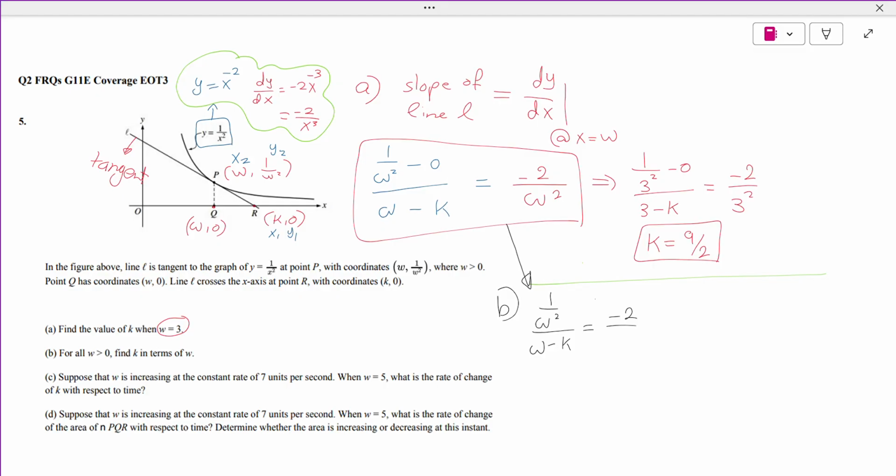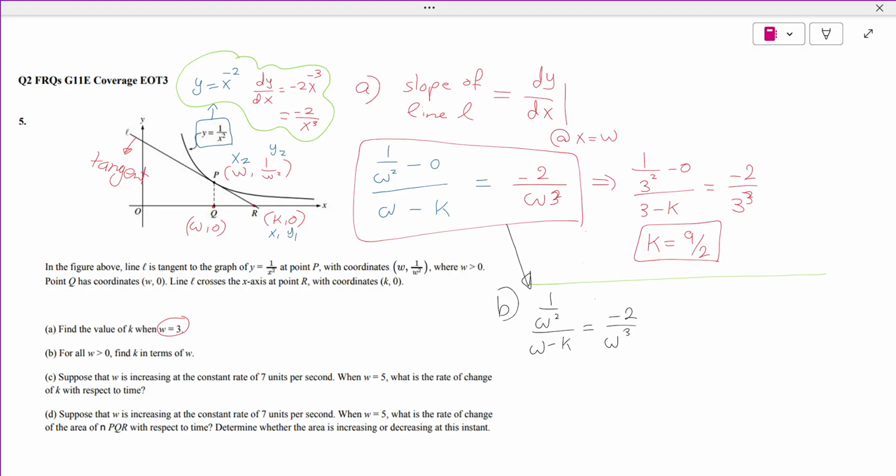w cubed. So there is a mistake in the previous part. Let's go back and fix it. This should be cubed, right? So k will not change, it's 9 over 2. Okay, so please excuse this little mistake. I should have written cubed instead of squared.